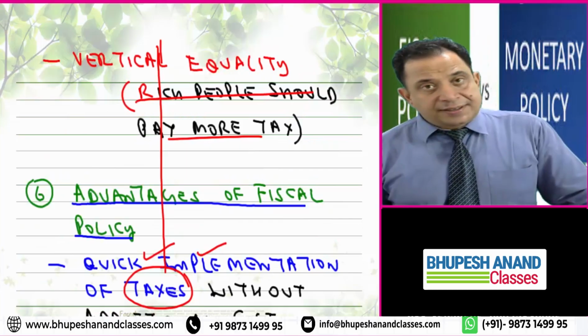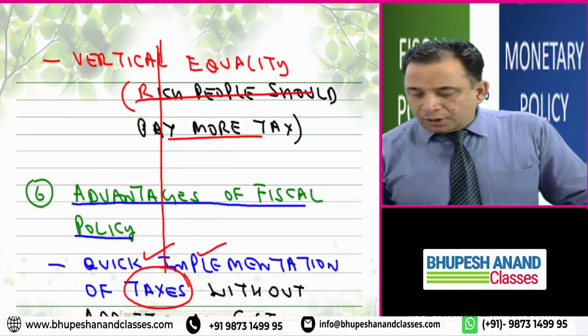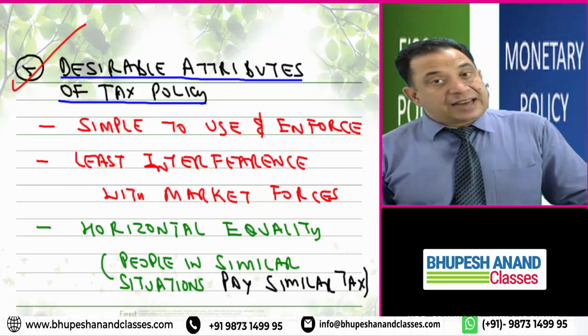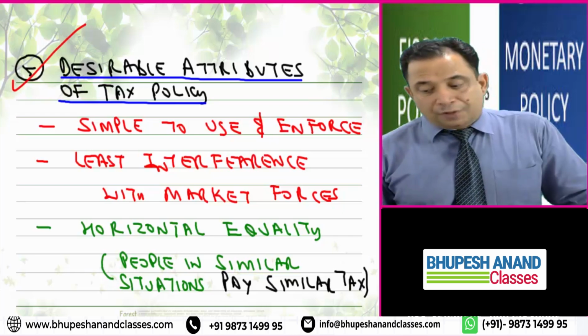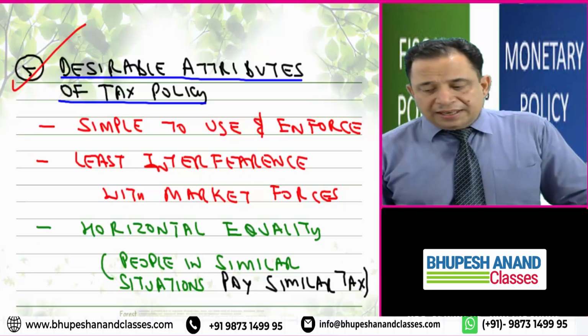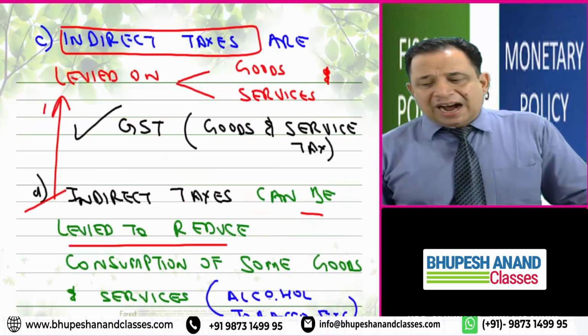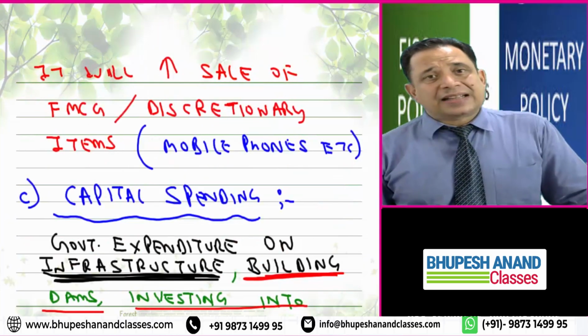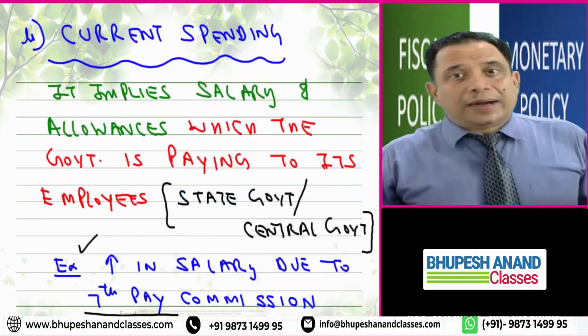And what are the advantages? Quick and easy to implement, and we can achieve a social objective. Then we have discussed the desirable attributes. It should have horizontal equality, it should have vertical equality, be simple to use, with least interference. So these are the tools and these are the attributes of an adequate tax policy.